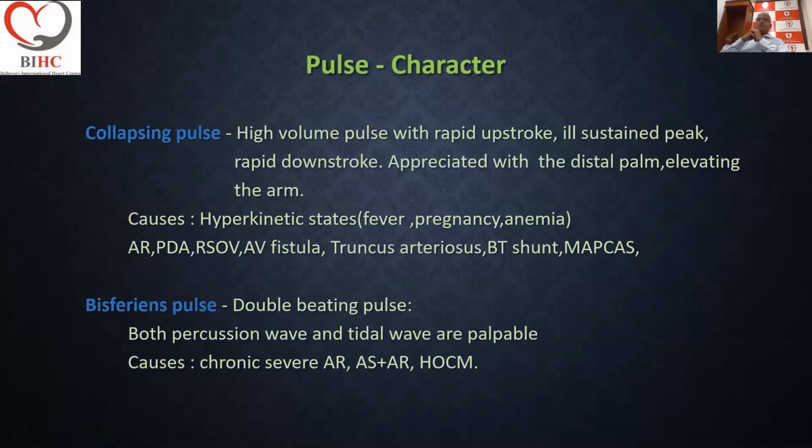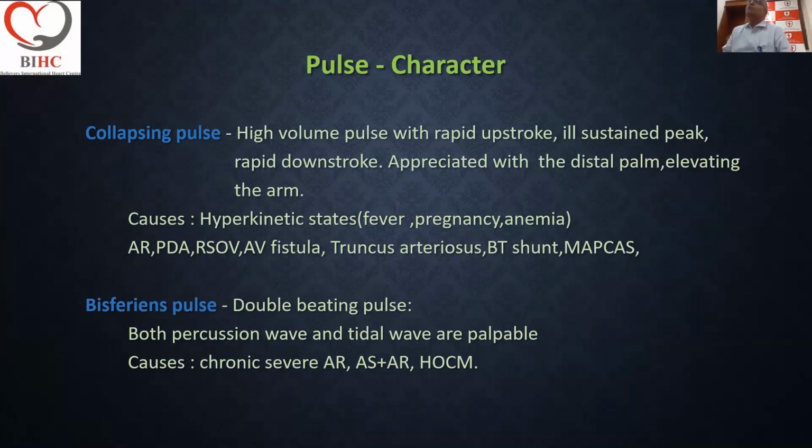The character of the pulse, we refer to a collapsing pulse, which is a high volume pulse with a rapid upstroke, ill-sustained peak, rapid downstroke. And you know that it is appreciated with the distal palm when you elevate the arm. Causes are again hyperkinetic states that we refer to in the causes for high volume. Important conditions we need to think are PDA, aortic regurgitation, aortopulmonary collaterals, truncus arteriosus, a BT shunt. These are all conditions where you can have a collapsing pulse.